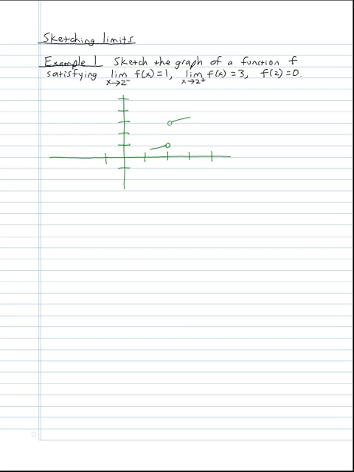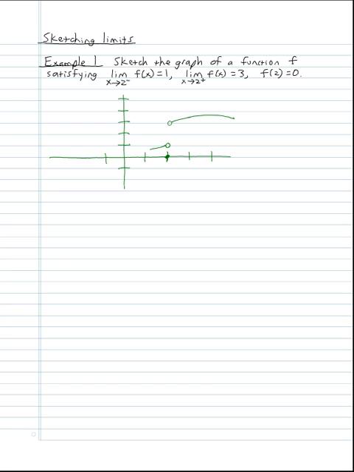Finally, my last piece of information is that f of 2 is equal to 0. That means I should have a point on the graph (2, 0). That's what f of 2 equals 0 means, that when x is 2, y is 0, I have that point there on the graph. So that means my two circles above would have to be open circles, and the rest of what happens on my function is not specified.